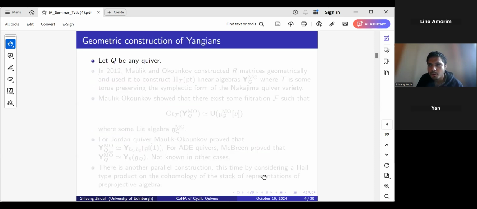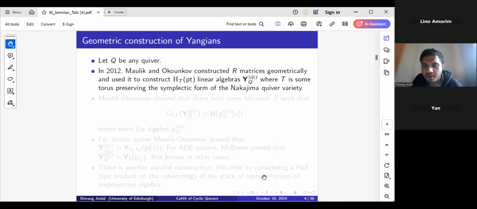Now there is a geometric construction of Yangians due to Maulik and Okounkov. I will not say how the construction goes, but the general story is that you start with any quiver. A quiver is just a directed graph. Then Maulik and Okounkov constructed something called R-matrices. These R-matrices are solutions of the Yang-Baxter equation, but they constructed them geometrically by using the cohomology of Nakajima quiver varieties. Given any quiver, you can associate Nakajima varieties, which are symplectic varieties.